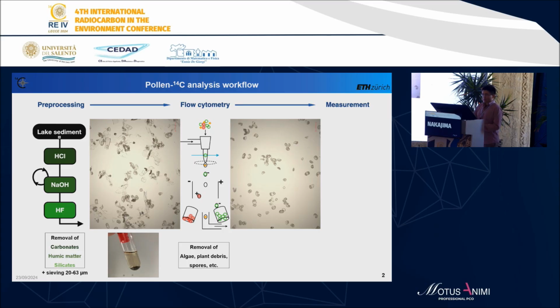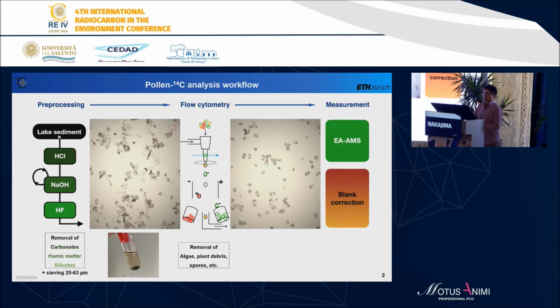So we take this sample then for combustion into an EA-coupled AMS system, but also because we are dealing with relatively small sample sizes of around several tens of micrograms of carbon, we need to do some blank corrections.